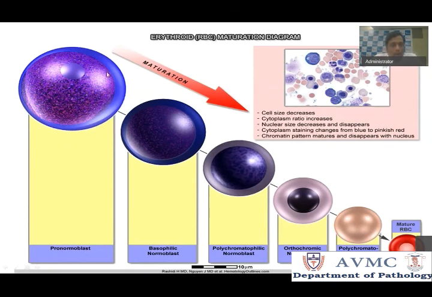So coming back, in iron deficiency what happens? Cytoplasmic maturation is lagging, whereas the nuclear maturation is normal. So you will have this bluish cytoplasm even in this stage. That's what I called micronormoblast.